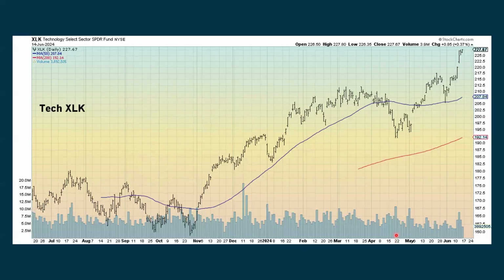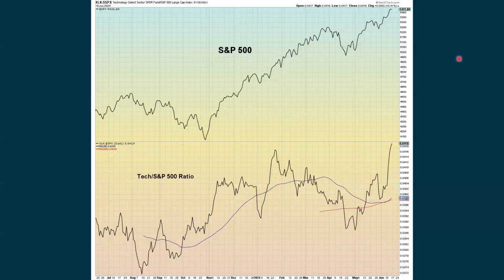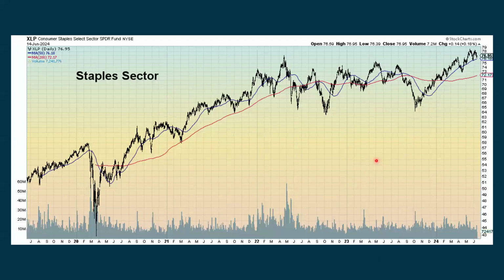Tech, another darling area, is going out and setting new all-time highs with this sector, and actually showing an outperformance when we look at a ratio with the S&P. This is the strongest area of the market.